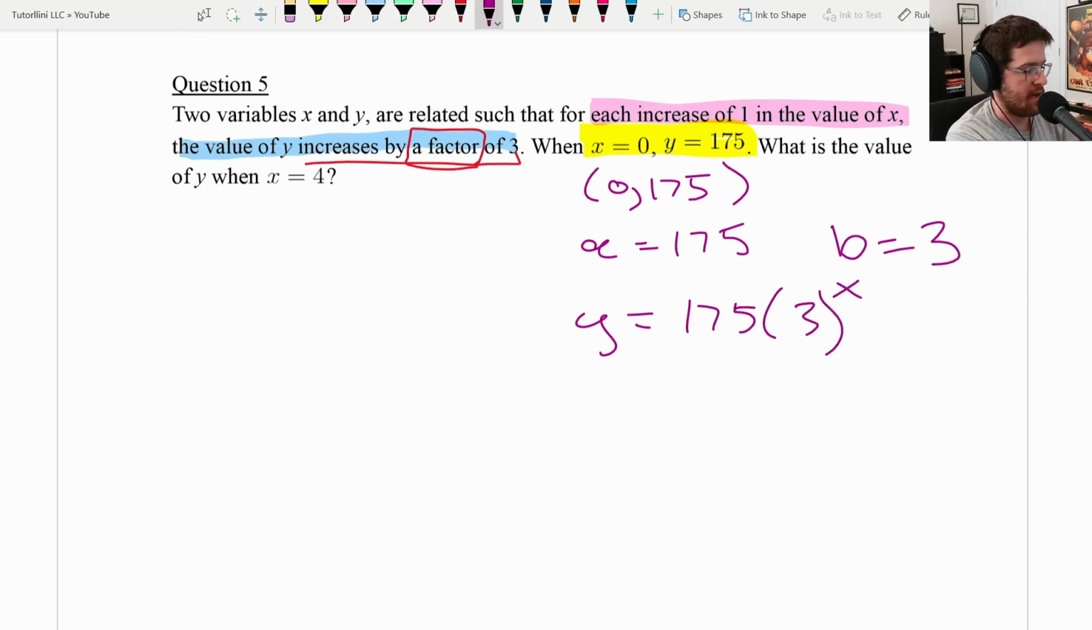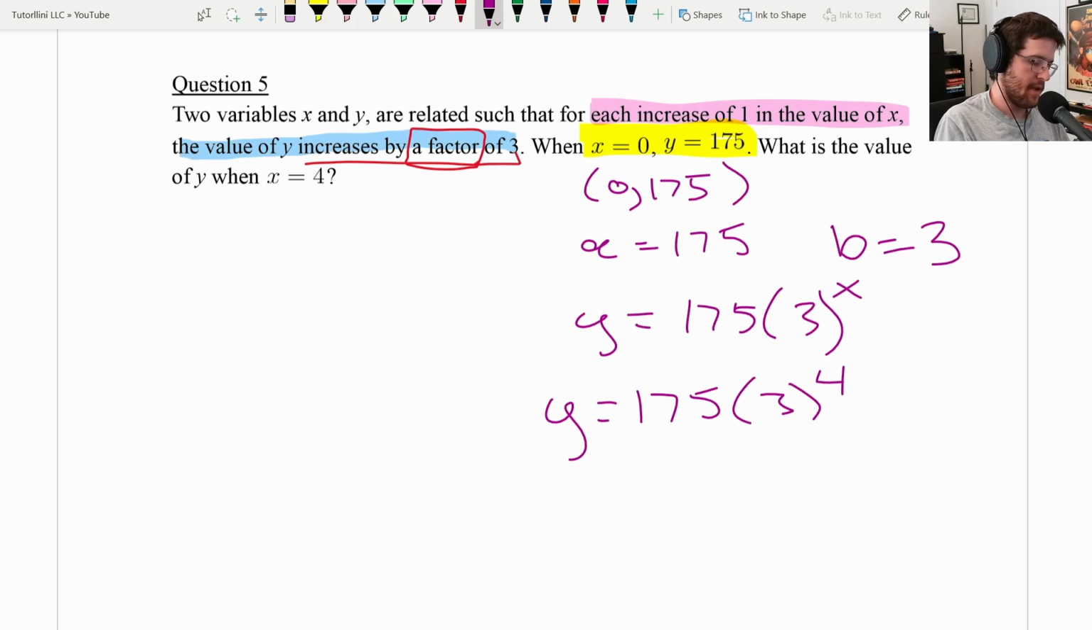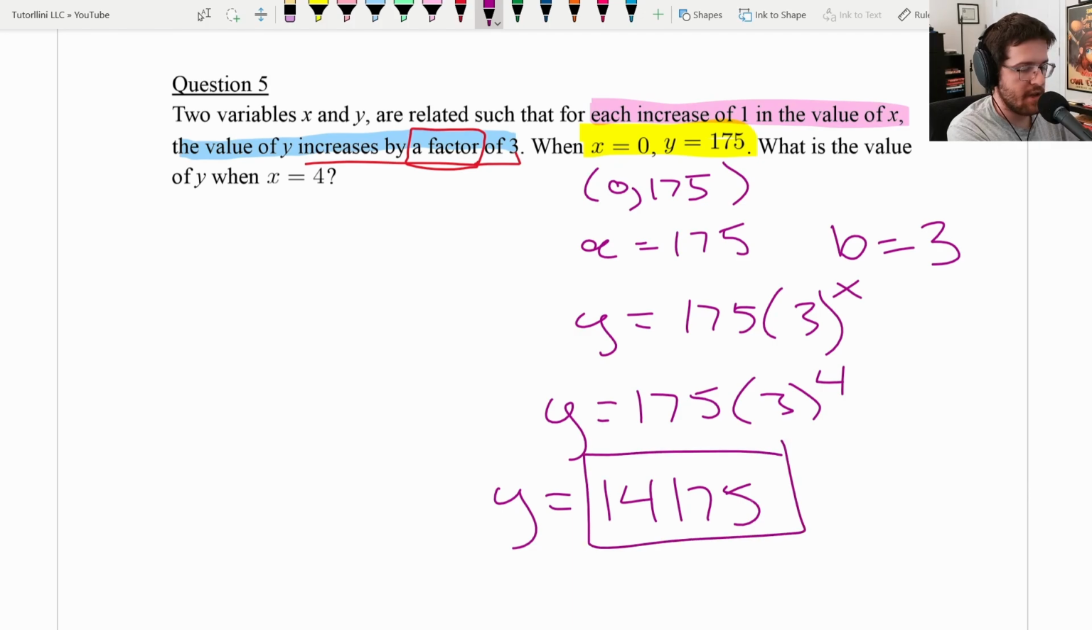And it says, what is the value of y when x equals 4? So we're going to make x 4, 175 times 3 to the 4th. And I will put that in a calculator. And I am getting 14175. And that is the answer.